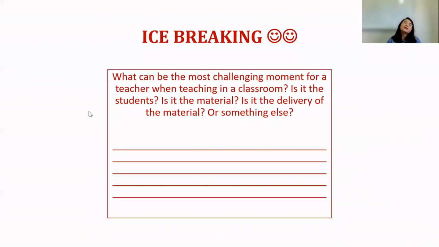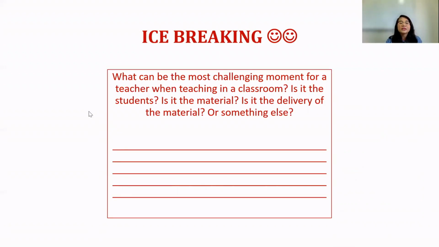Is it the delivery of the material, or is it something else about the class? Like that, for example, something else is like the classroom setting or the sitting of the students. There are so many factors, right? So it's up to you. You can answer it from your own experience or from the experience of other teachers that you observe, right? Please be as specific as possible.